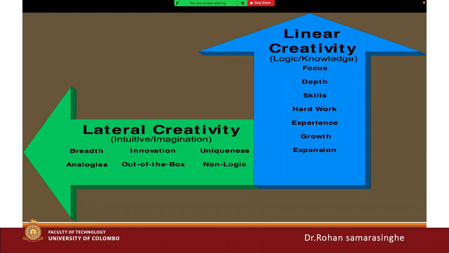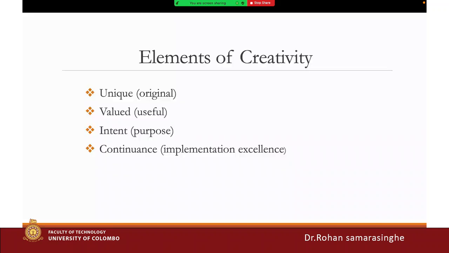So, the linear creativity and the lateral creativity. Linear creativity is related to logic and knowledge, focus in depth, and using skills, hard work, and experience. And lateral creativity also brings breadth, as well as innovation. Always try to find the uniqueness of the products, use analogies, and always think out of the box. So you have to practice these two creative things, linear and lateral.